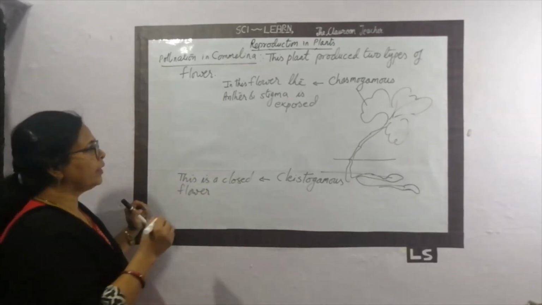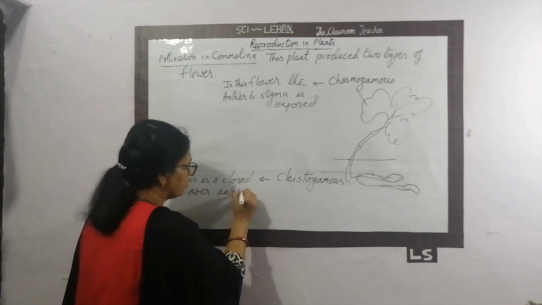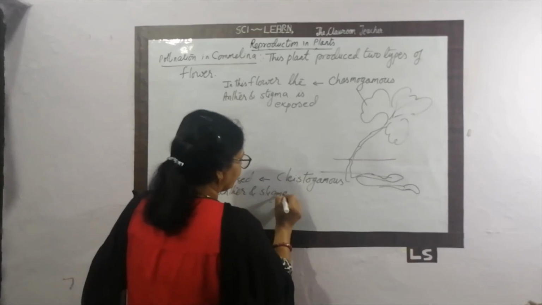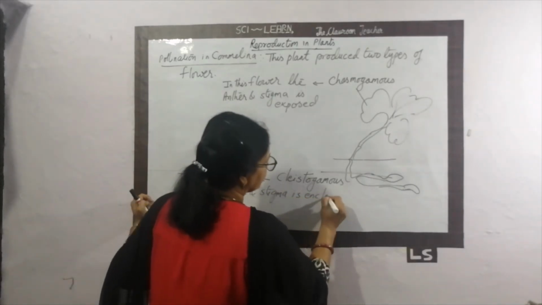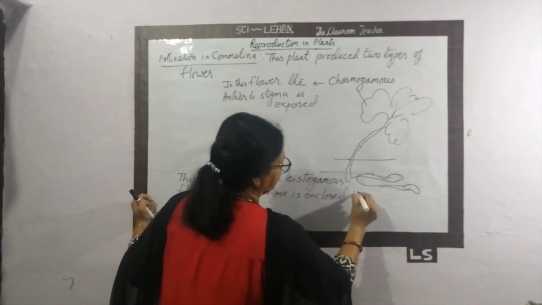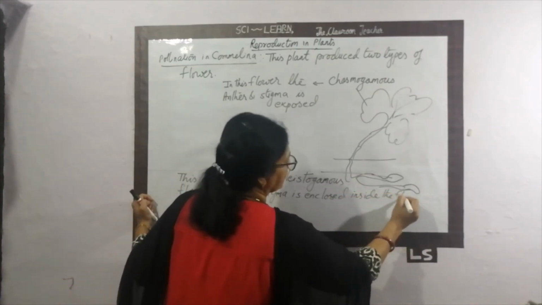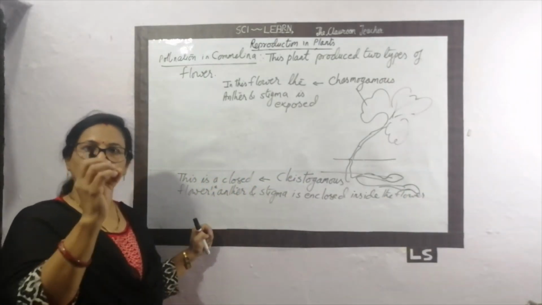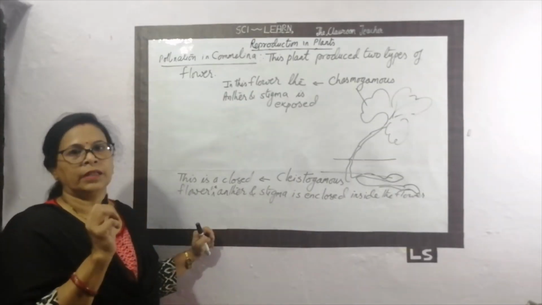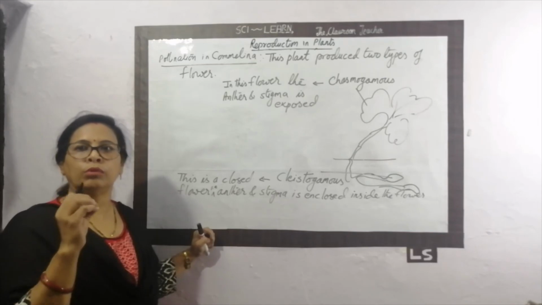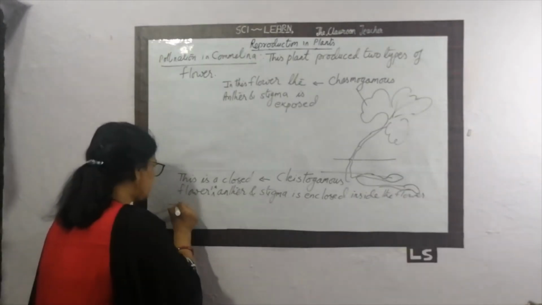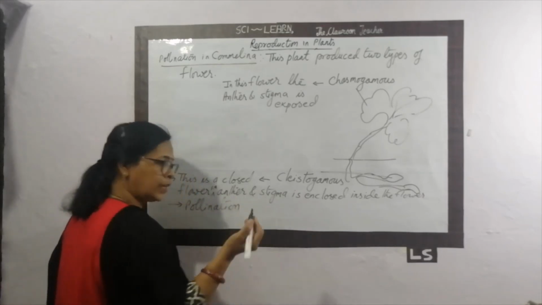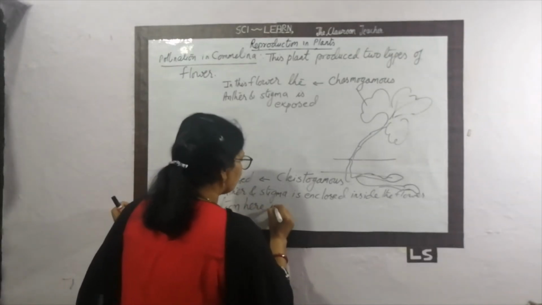If it is a closed flower, it means the anther and stigma are enclosed inside the flower. Inside the flower. It is not visible. It is closed inside the flower only. If it is closed inside the flower only, it means the pollination here is more effective. Okay? The pollination here, which is the self-pollination only, is more effective.